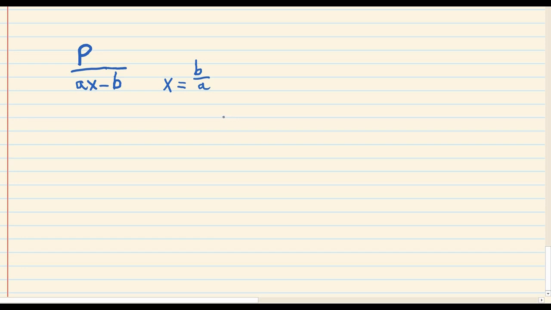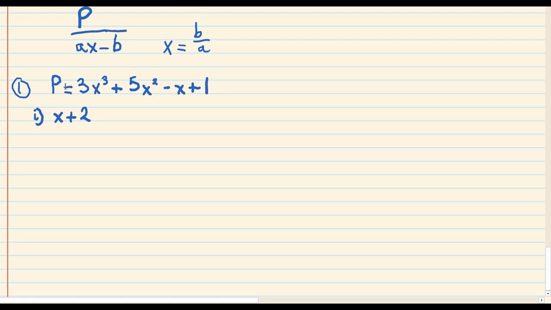few examples. In the first example, you have to divide the polynomial 3x cubed plus 5x squared minus x plus 1 by the expression x plus 2. So the first thing to do is determine the value of x that you're going to substitute in here. You need to keep in mind that you have to have the expression in this form first. So rewriting this expression in that form gives x minus minus 2, which when you compare to the ax minus b form, you get a equals 1 and b equals minus 2.